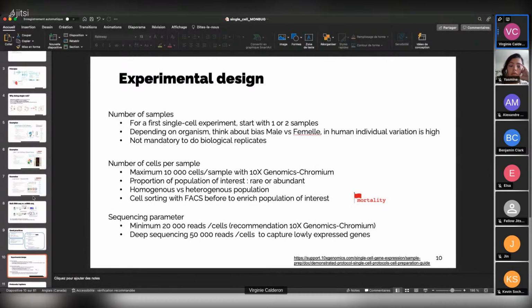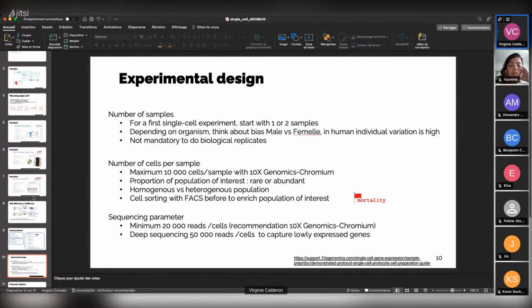Also about the number of cells, that's something the bioinformatician needs to know. What number of cells are you expecting? Because the 10x Chromium experiment is targeting a number of cells. So you are telling the molecular biologist, I want 5,000 cells. So at the end, we should expect this number of cells.